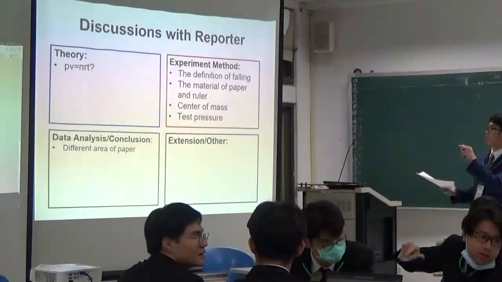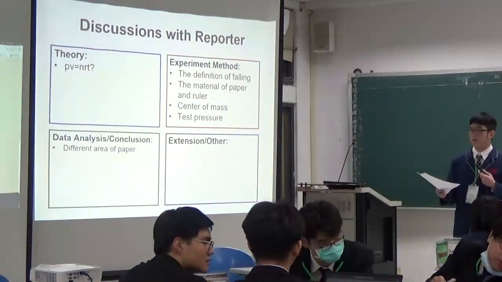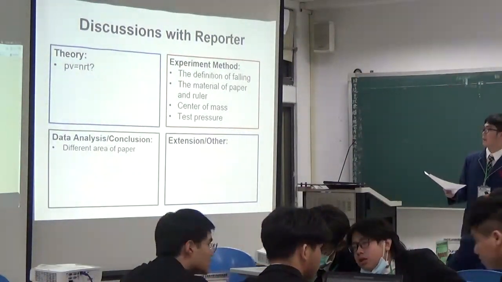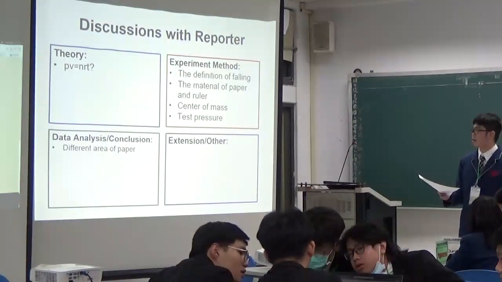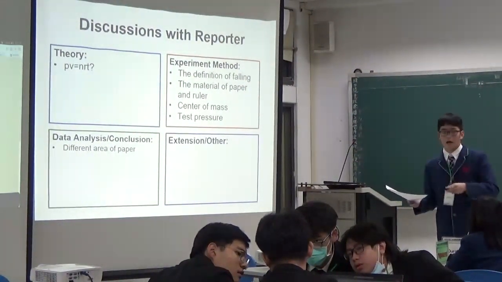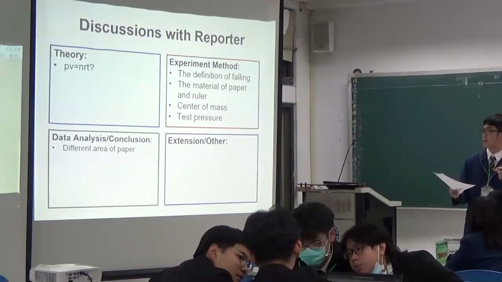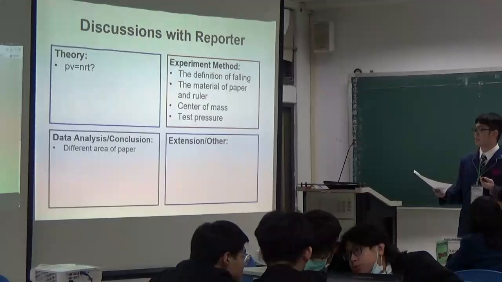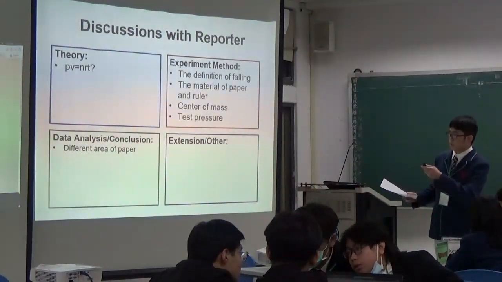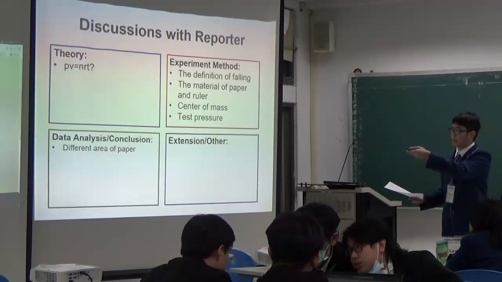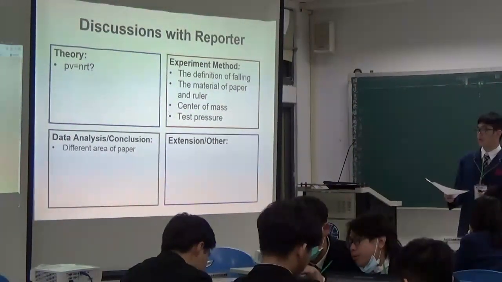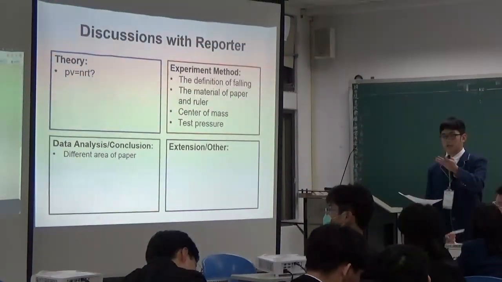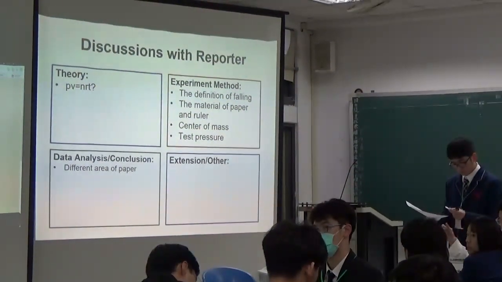And also the material of the paper and the rulers. It will affect some of the physical quantities, such as their bending angle and many other factors. And also the center of mass. I don't think they consider the torque that the center of mass can create. And also, what are the ways to test the pressure? And also for the data analysis part, I would like to discuss how the different areas of the paper will affect it. So I would like to invite the reporter for the discussion. All right, proceed to discussion.